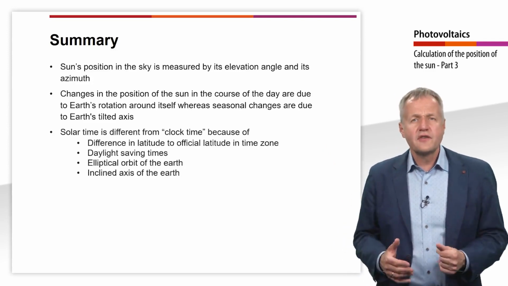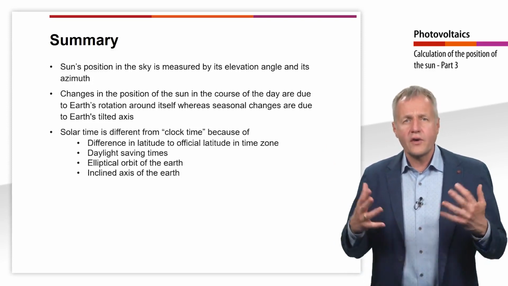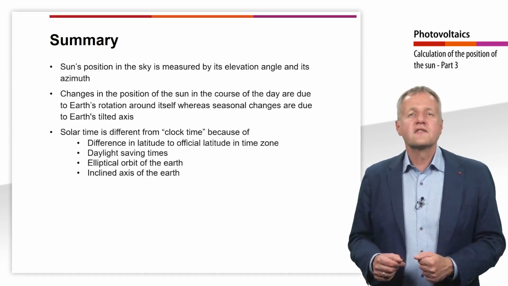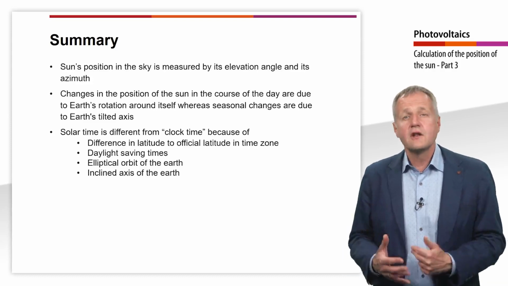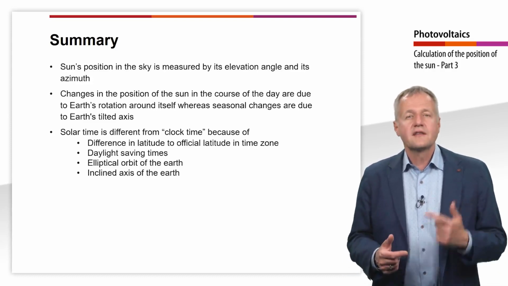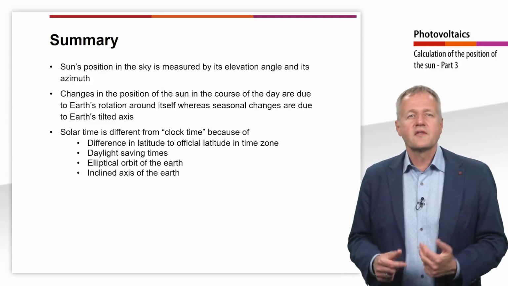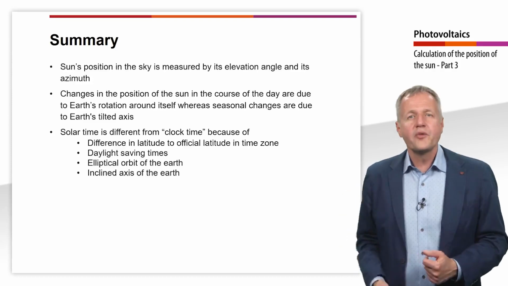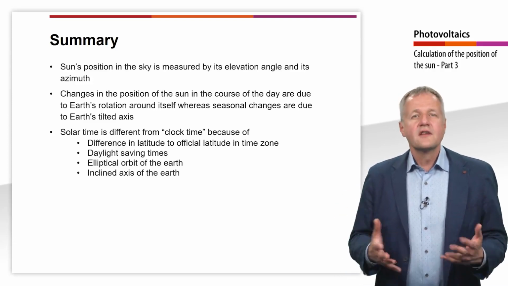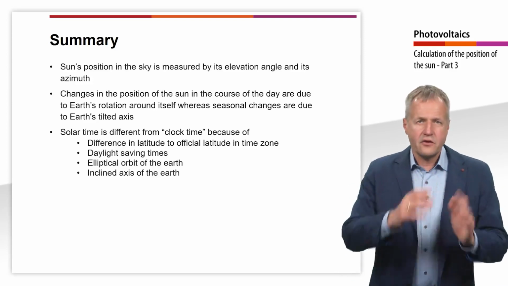The solar time is different from the clock time because of the following facts. First, the difference in longitude to the official longitude of the time zone. Second, the daylight saving times. Third, the elliptical orbit of the Earth. Fourth, the inclined axis of the Earth.